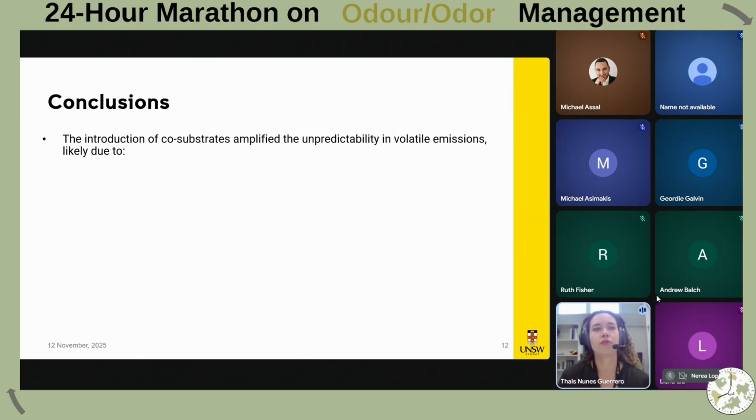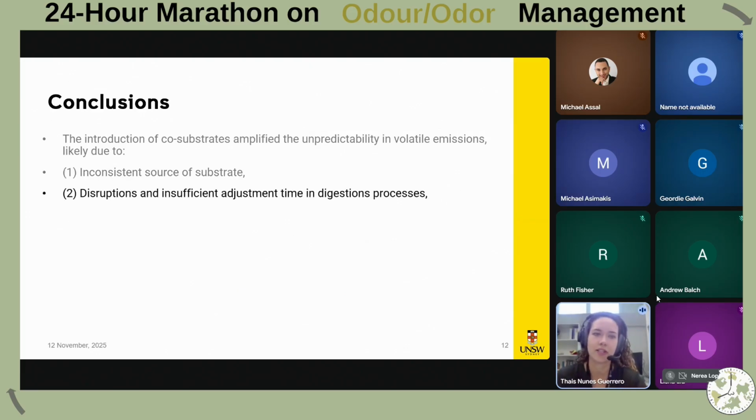And just some conclusions. This is a short snapshot from the full paper that's been published, and it's part of my thesis, but the introduction of co-substrate amplified the unpredictability in volatile emissions. So we observed a higher variability in terms of emissions when we compare with the control. Likely because we have inconsistent source of substrate, the different wastes that were added, they're likely going to vary over time, and that's likely to disturb the digester.